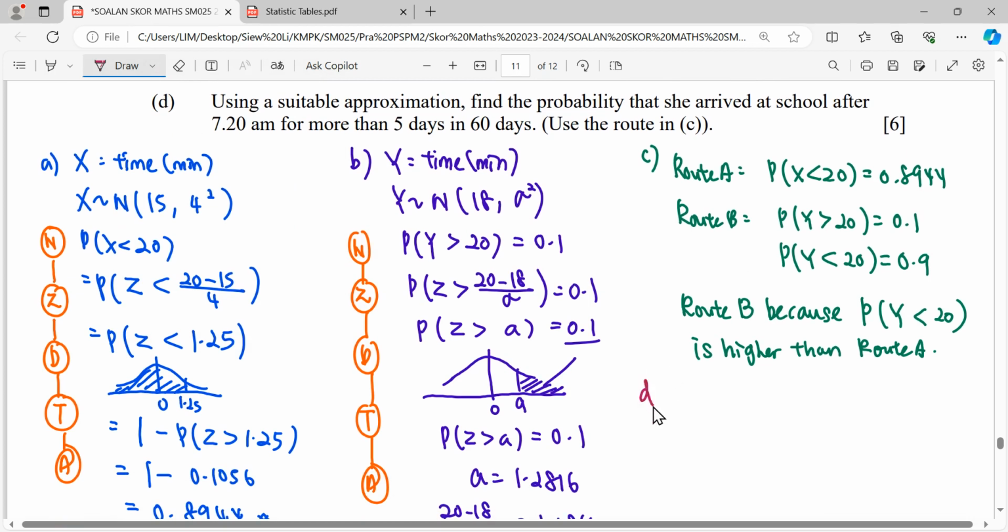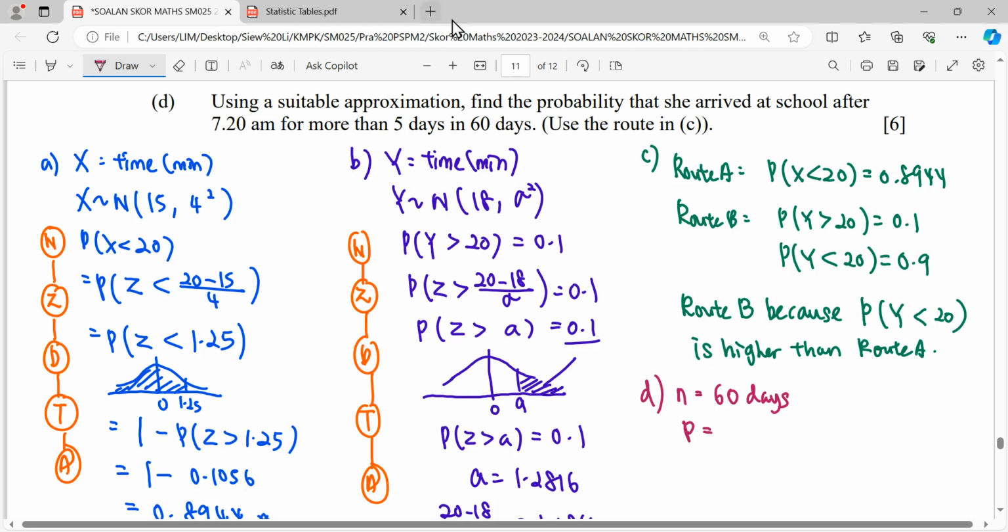Then for the next question, D, use suitable approximation, find the probability she arrived at school after 7:20 for more than 5 days in 60 days. So now they come to a sample with 60 days, and the probability we are talking about here will be the timing more than 20.